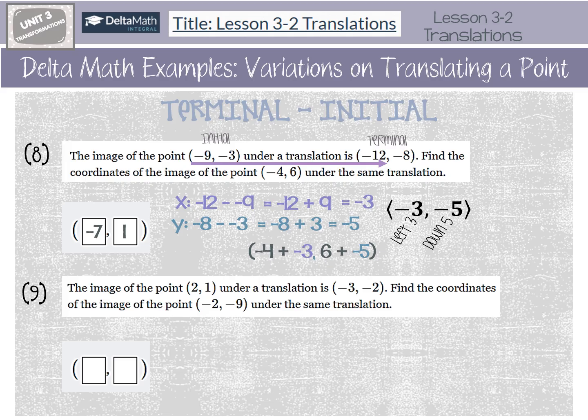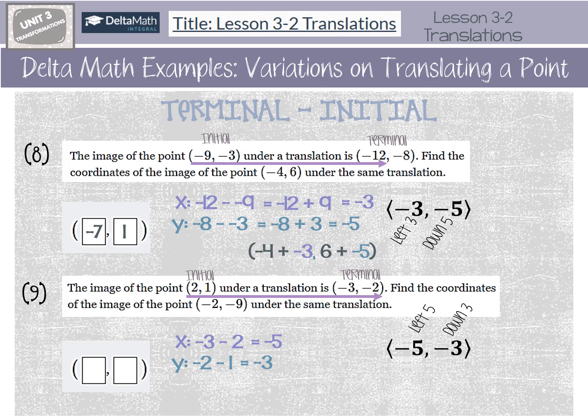Same thing on this one. Terminal minus initial. We're going from point (2, 1) to point (-3, -2). Initial, terminal. So for the x's, -3 minus 2 is -5. For the y's, -2 minus 1 is -3. There's our vector. So we're going left 5, down 3, and we have to do that with the point (-2, -9). So -2 minus 5, -9 minus 3. We're at (-7, -12).